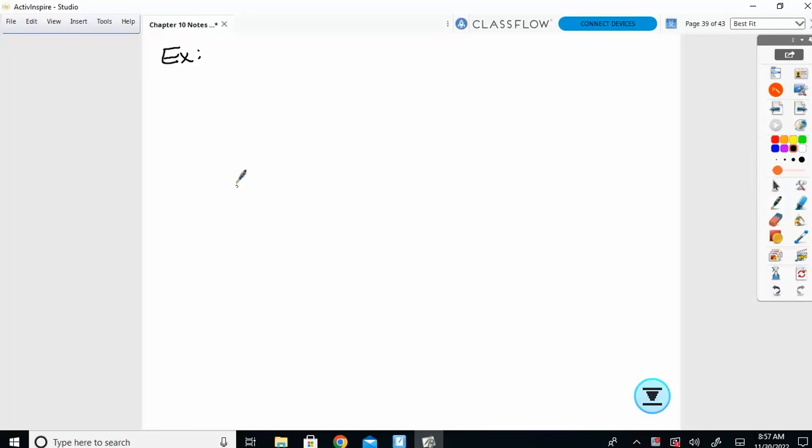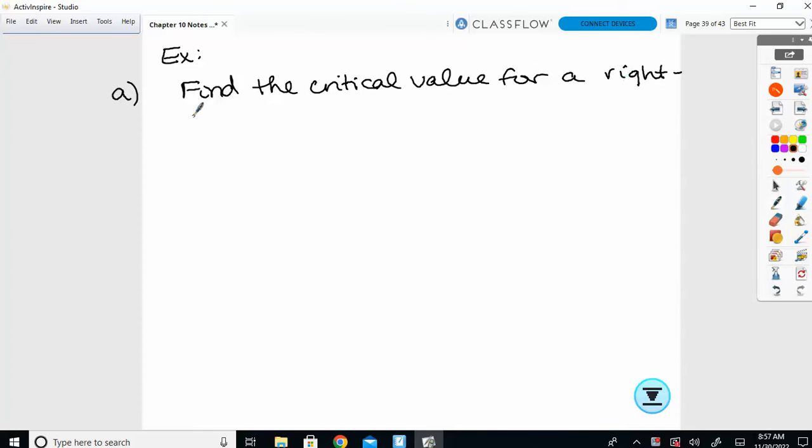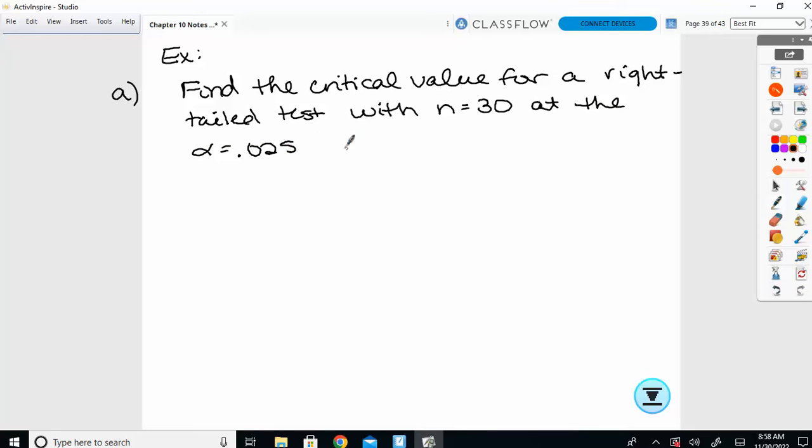Okay, so if I said I want you to find the critical value for a right-tailed test with n equals 30 at, let's just say, the alpha equals 0.025 level.